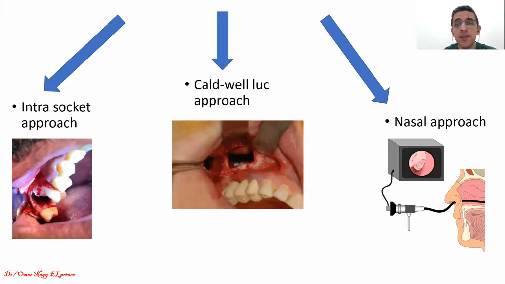And finally we have the nasal approach. And when we mention the nasal approach, it's always accompanied by an endoscope. يعني sometimes احنا بنيوز الاندوسكوب او المنظار من خلال النوز to retrieve الامبلانت. Sometimes we use it even in the Caldwell-Luc approach. Okay, بس دايما النasal approach is accompanied by the endoscope.